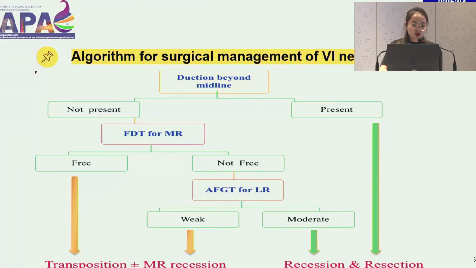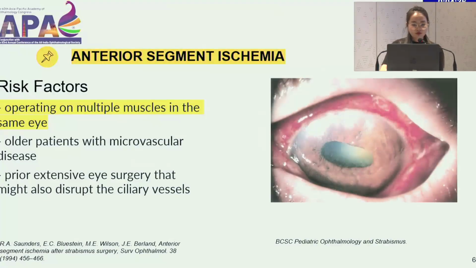The procedure that is chosen depends on the remaining function of the lateral rectus and the secondary medial rectus contracture. If the patient cannot abduct the eye beyond the midline, forced duction tests for medial rectus and active force generation tests for lateral rectus need to be done. In a case with severe complete sixth-nerve palsy, transposition should be considered in conjunction with medial rectus resection. However, when we do both techniques, we face a high risk of anterior segment ischemia because we operate on multiple muscles in the same eye.